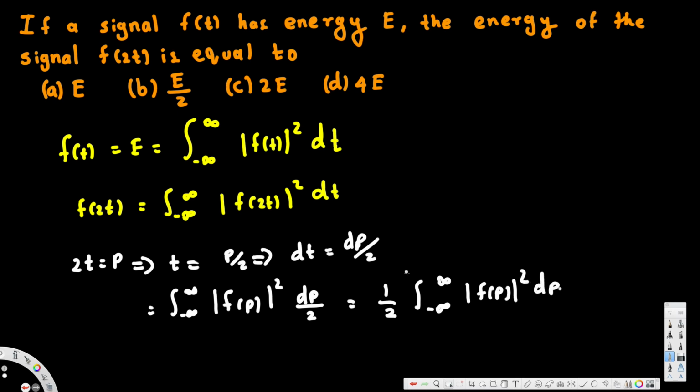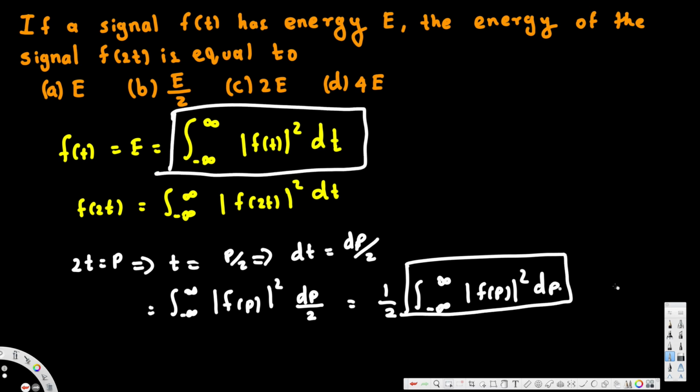And if you look at this pattern, this is energy, right? This is the energy equation we have right here. So this is E, and here we have half. So finally we end up with E divided by 2. So the answer for this question is going to be E divided by 2. That's B. And that's how we do this kind of problems.